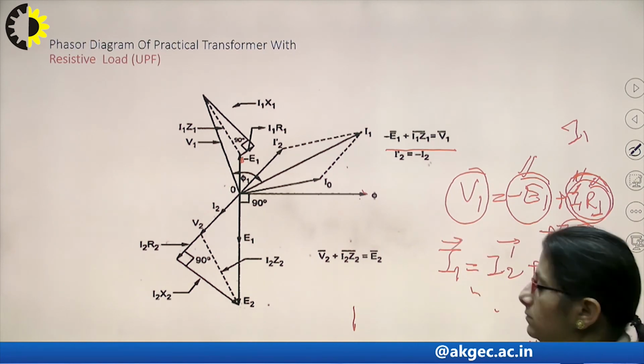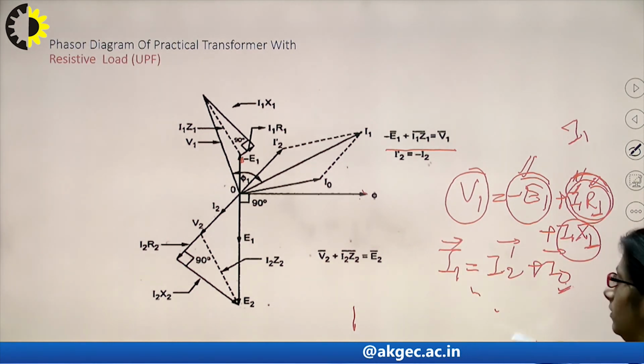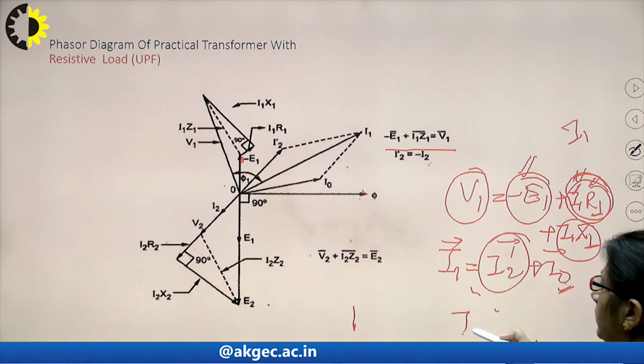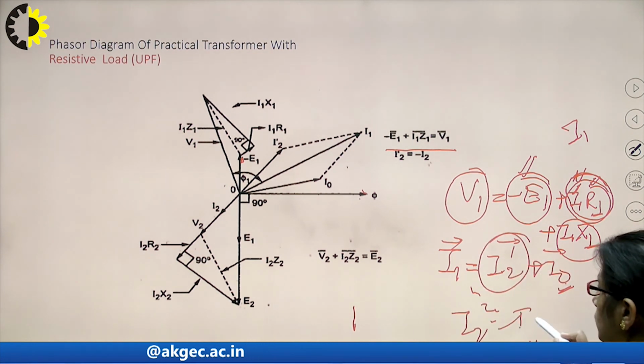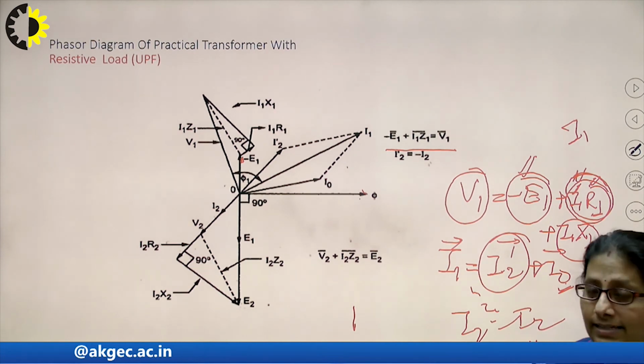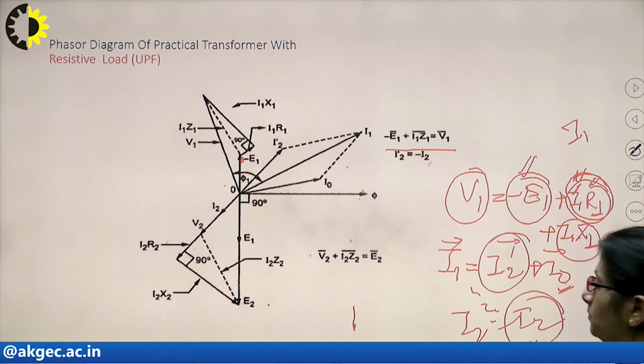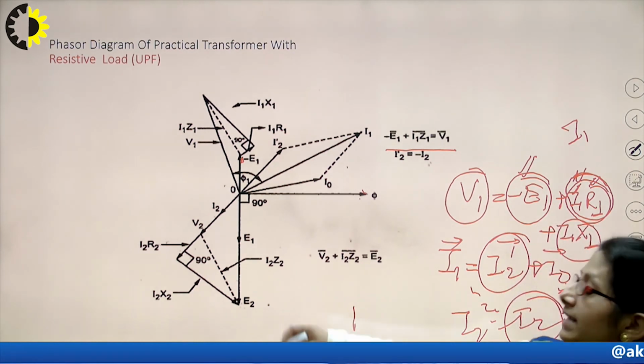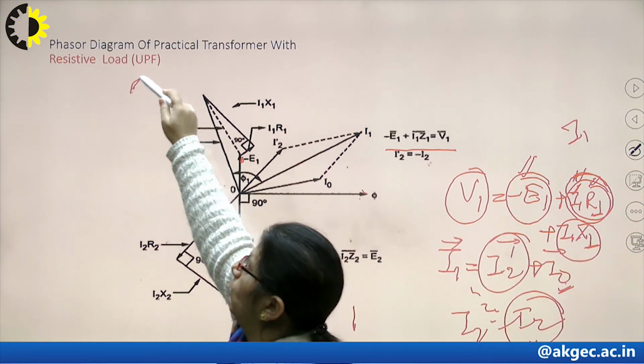Okay, I0 I am already having. I have already plotted it. I need to have I2 dash. Once again, I2 dash is nothing but minus of I2, right? For that, now I need to plot this I2. And for plotting I2, what is required? The nature of the load is required.